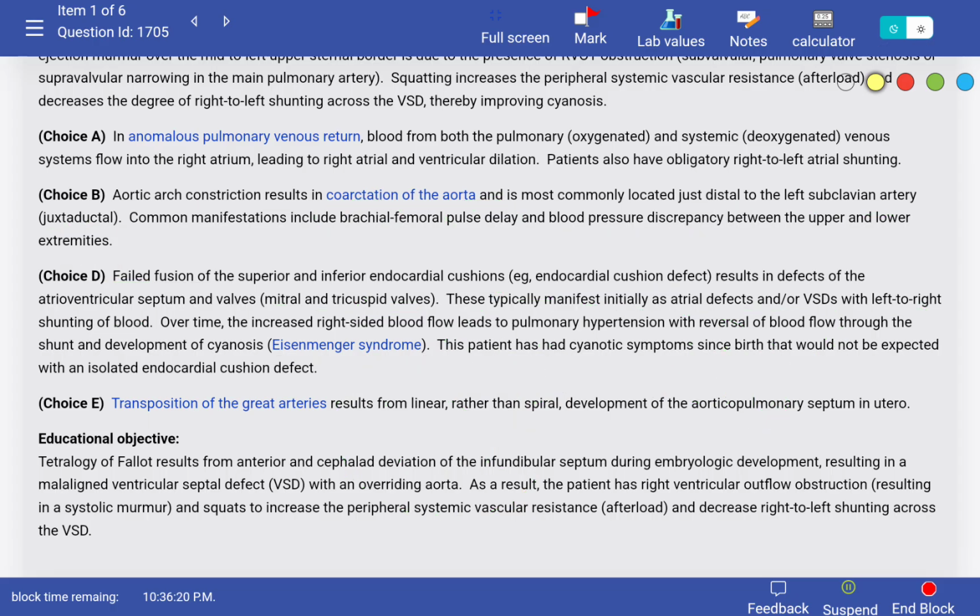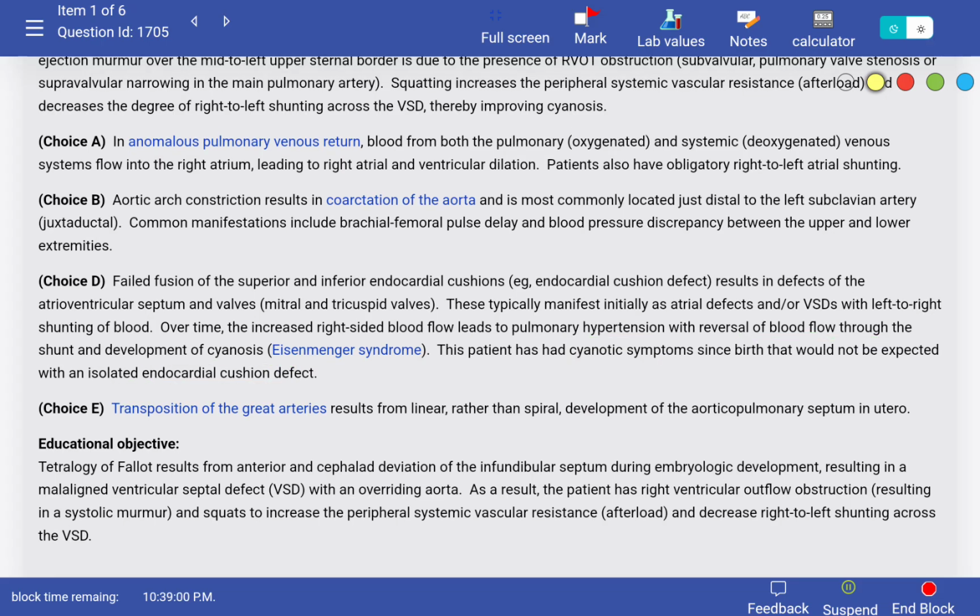So they are saying over time the increased right-sided blood flow leads to pulmonary hypertension with reversal of blood flow through the shunt and development of cyanosis, Eisenmenger syndrome. This patient had cyanotic symptoms since birth, which wouldn't be expected with an isolated endocardial cushion defect. Okay, why not option E?